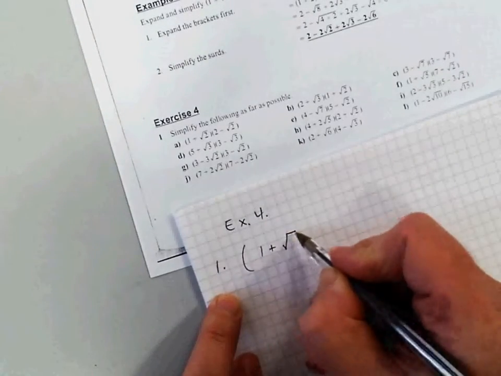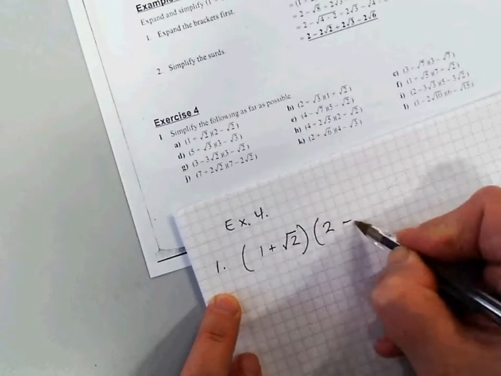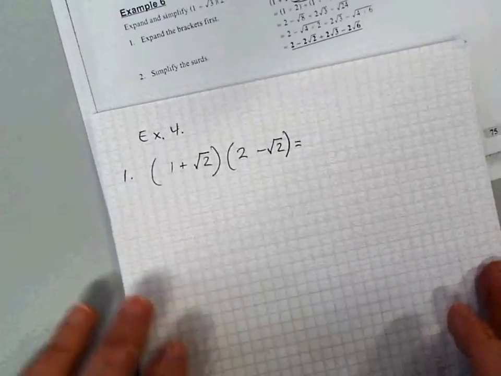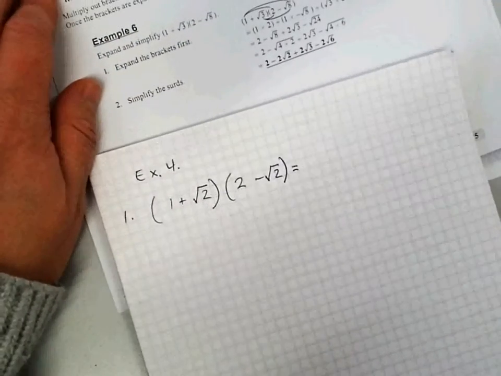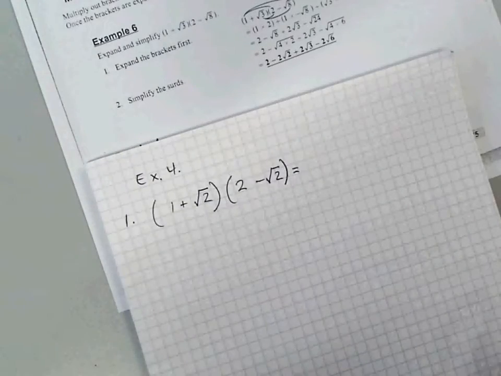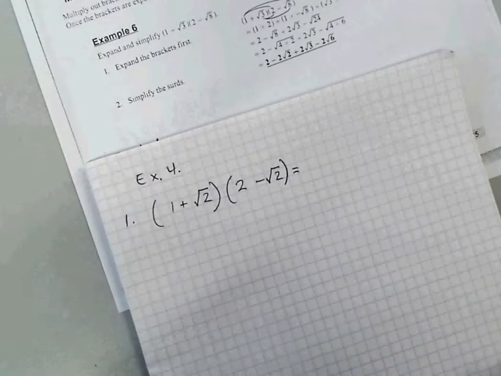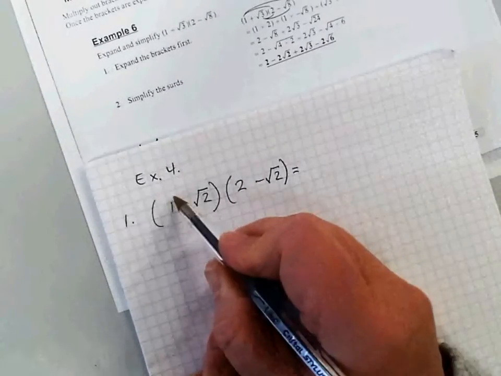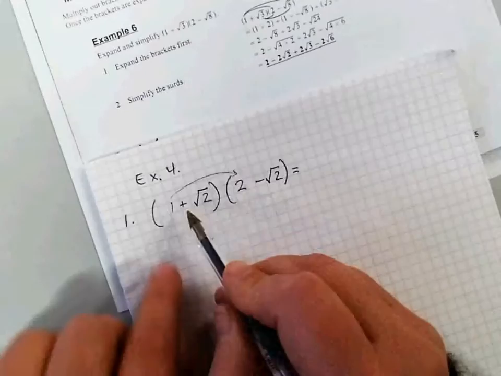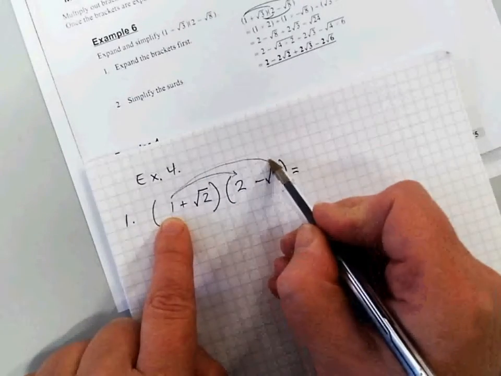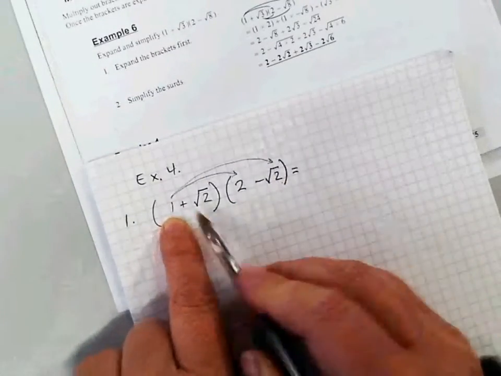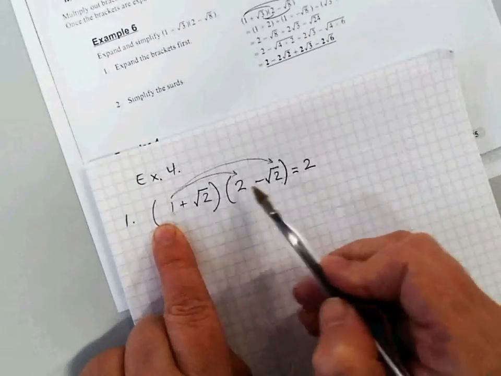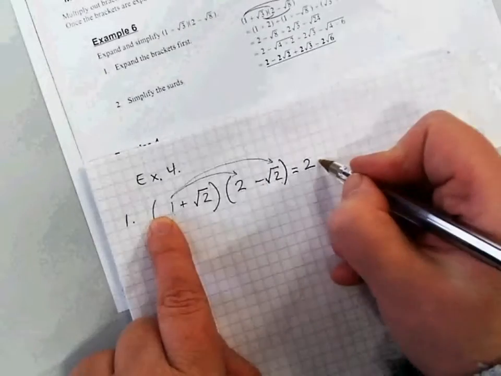1 plus root of 2, times 2 minus root of 2. First of all, try to do it yourself, pause the video, and only then check how I solve it. Okay, that's how you solve this question. When we have two brackets, we take the first number and multiply by everything we have in the second bracket. So 1 times 2 is 2.